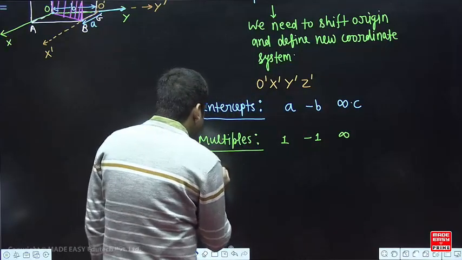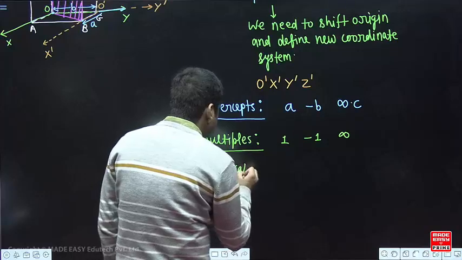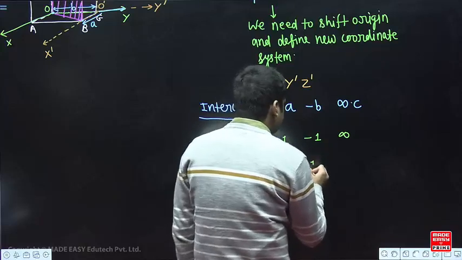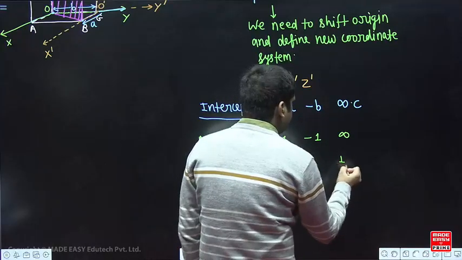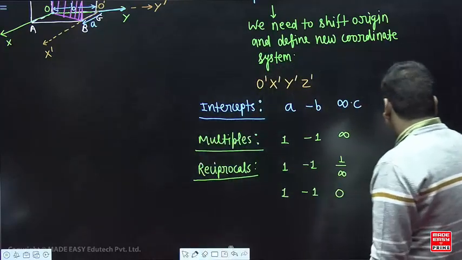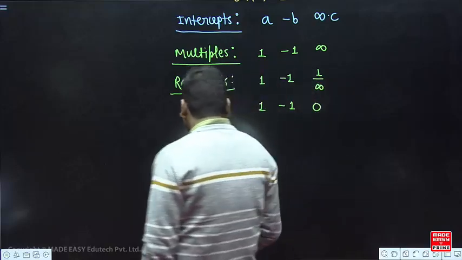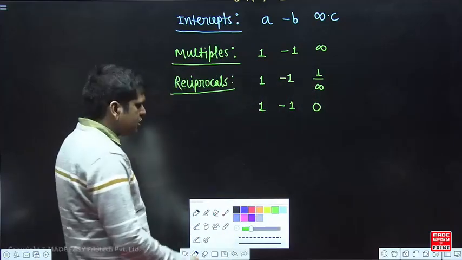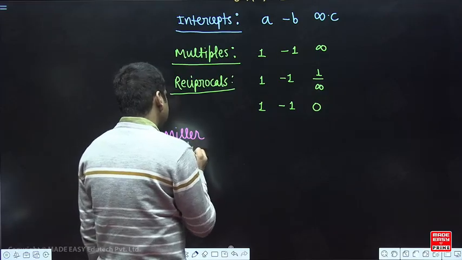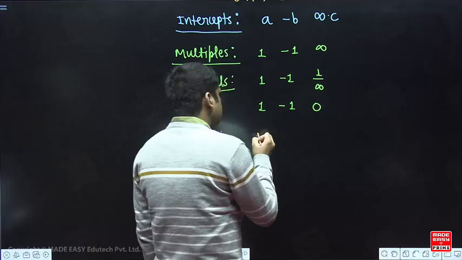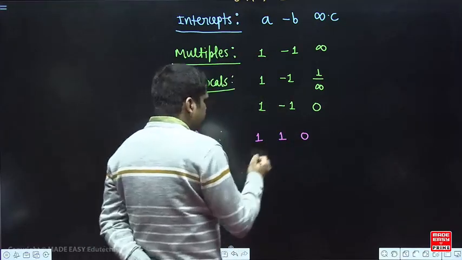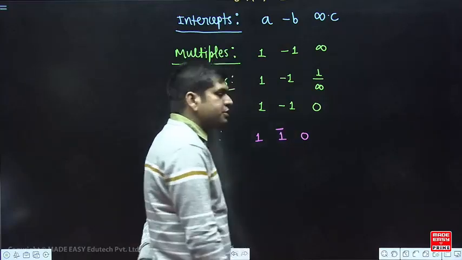Then get the reciprocals of the multiples. Let's write the reciprocals of the multiples. The reciprocal of 1 is 1, the reciprocal of -1 is -1, and 1 by infinity is 0, so it is 0. And then reduce these into the smallest integers. They are already integers, so put them into a small bracket and you will get the Miller indices. So the Miller indices are 1, 1 and 0. For this minus, you apply a bar over the digit.